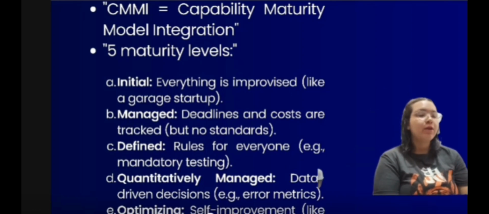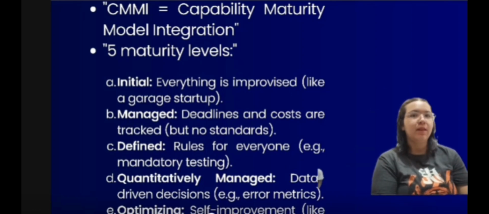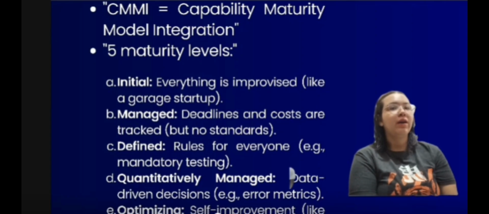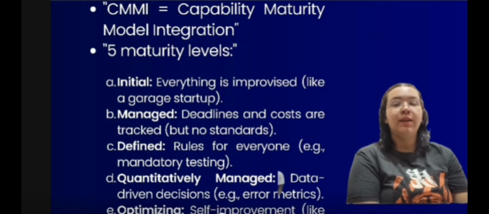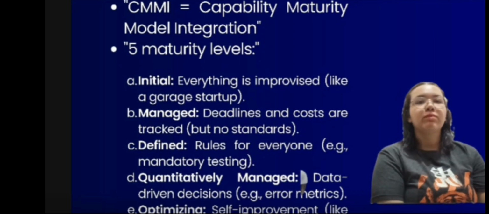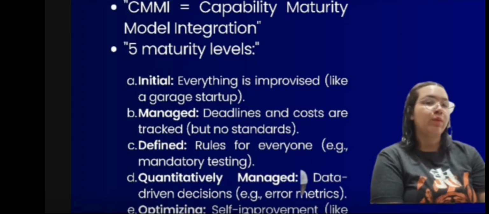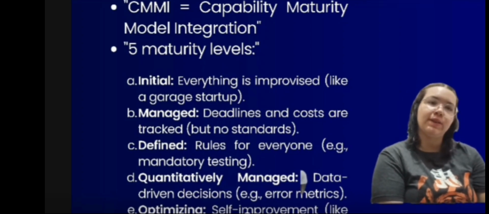In the first level, everything is improvised, like a garage startup. In the second level, managed, deadlines and costs are tracked, but no standards. In the third level, defined, rules for everyone. In the next level, quantitatively managed, data-driven decisions. In the last, optimizing, self-improvement, like Netflix updates.